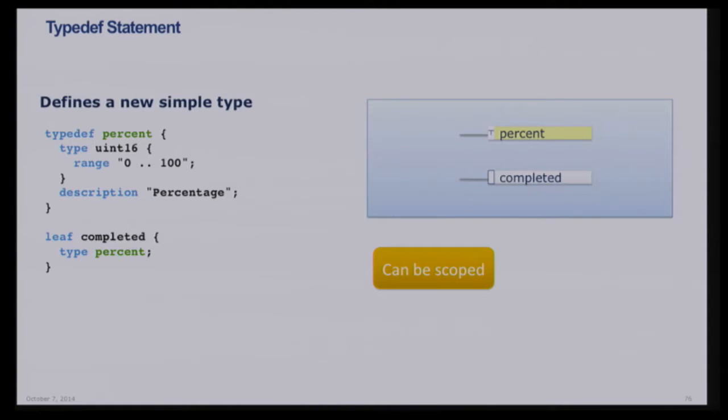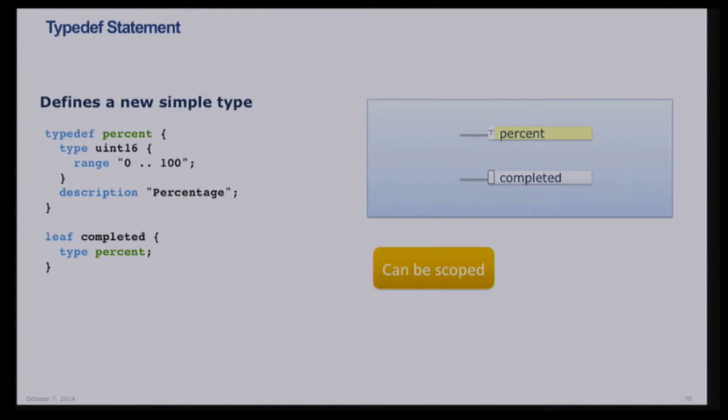You can define your new types. In this case, of course, we wanted a percentage type based on unsigned integer 16, but we had a max range of 0 to 100, so 16, of course, is a little bit wide for it. We describe it as percentage, and then you can just use that type in the same namespace without any prefixes for it.